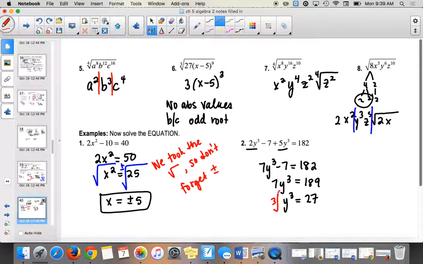All right, so then what is y? Yeah, I take the cube root. Why do I not do a plus or minus? It's an odd root, right? It's already positive, so it's going to be y equals 3. There's not two things that multiplied by itself 3 times make 27. It's only 3 times 3 times 3 that makes 27, not -3 times -3 times -3.